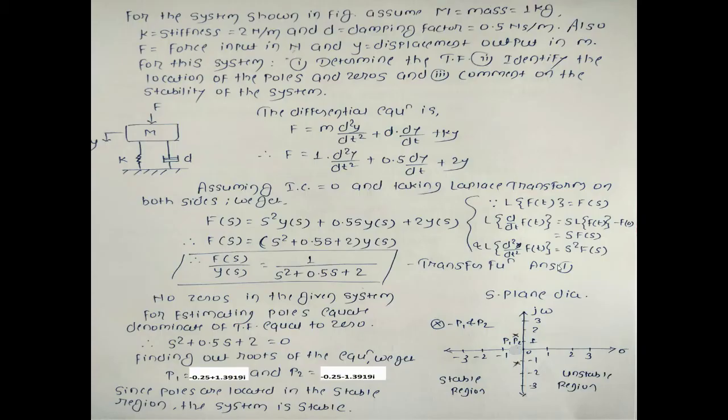So here we'll solve one problem which is on the mathematical modeling of a mechanical system. For the system shown in this diagram, we assume that the mass is 1 kg. This is a mass spring damper system. Stiffness of the spring is 2 Newton per meter, and the damping factor is 0.5 Newton second per meter.